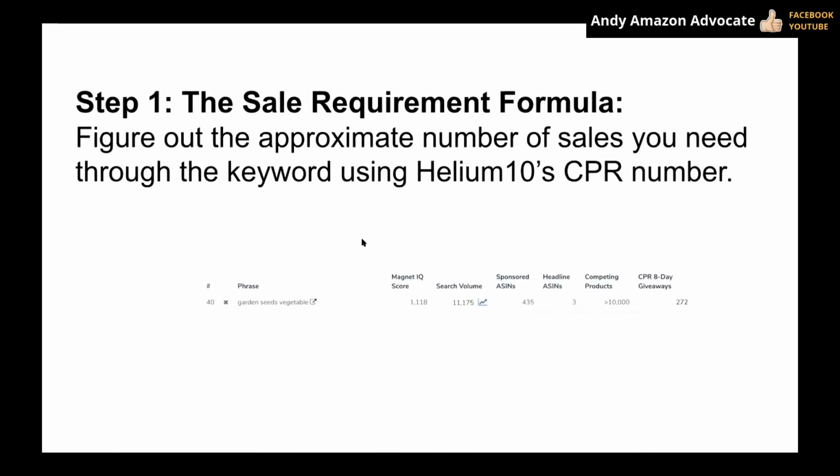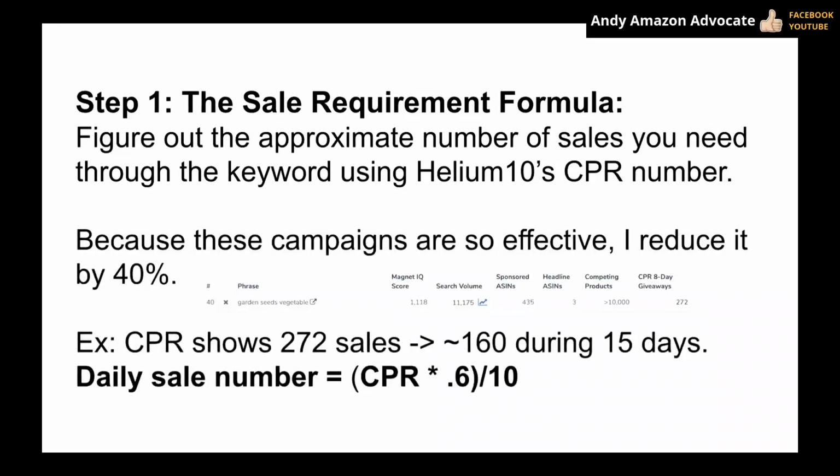So here's the formula for the CPR method using full price buy rebates. You figure out the CPR number, and then you apply this formula. This is the number that I've come to find is accurate, just based on watching hundreds of launches and seeing people actually do these campaigns using Boost Rooster, which is a platform that I run. So if the CPR number shows 272 sales, you need about 160 sales during a 15-day period to get the rank. And that's about 60% of what they quote there.